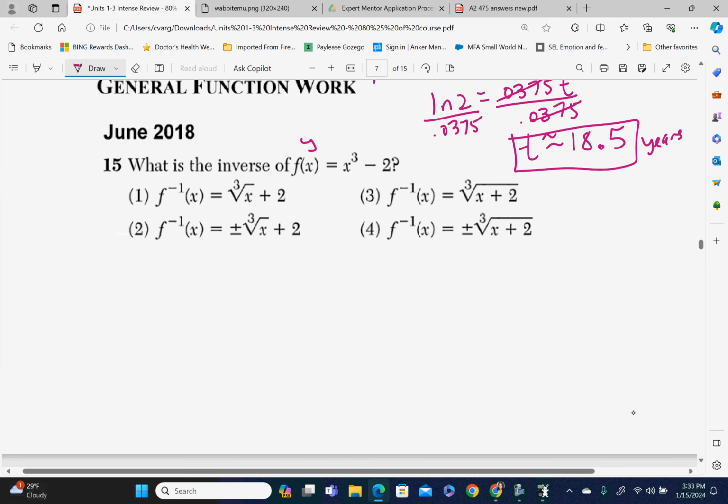Inverse. Okay, so f of x is y equals, take x and y and switch it. So x equals y to the third minus 2. How do you get the y? So this answer is not there as is. How do you get the y by itself? Plus 2 cancels out. x plus 2 equals y to the third power.